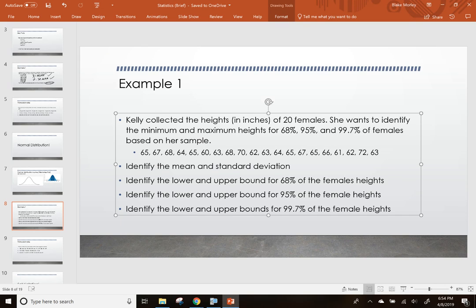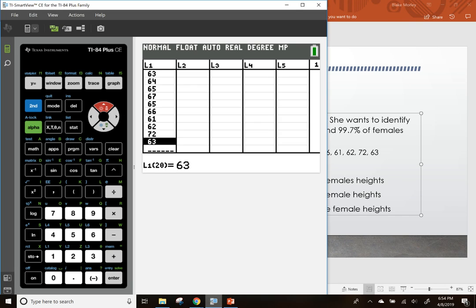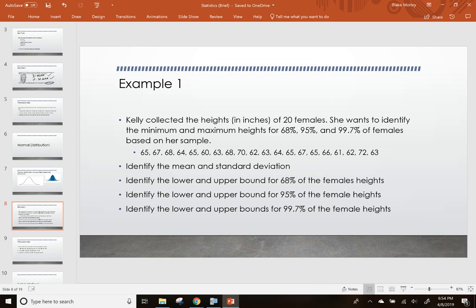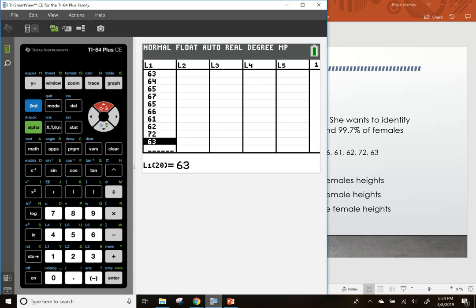So if I have 20 values input in my calculator, as I do here, because 63 is my last one and it's my 20th one, that makes me feel kind of good that I inputted them all. Because if I have 20 values in my calculator and there's 20 values I was supposed to type in, then I feel good. But if I have 21 in my calculator, I'm like, okay, which one did I count twice? Or if I have 19 in my calculator, I'm like, okay, which one did I miss? So just something to kind of keep an eye out for.